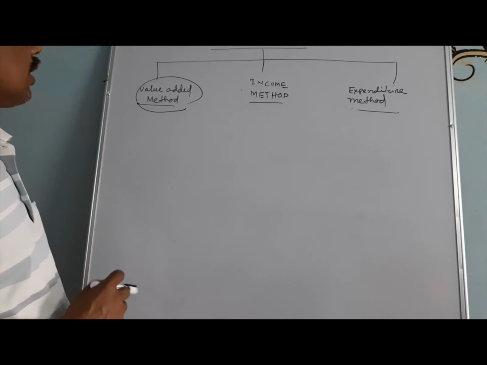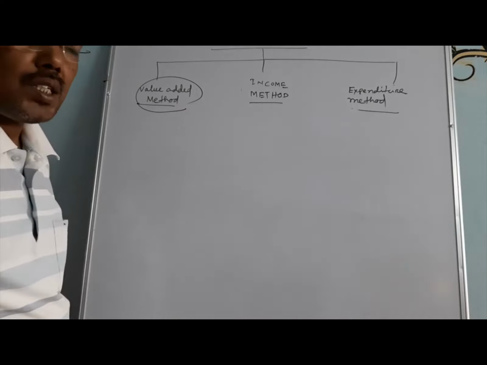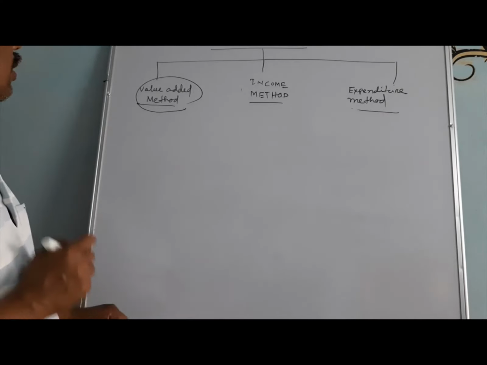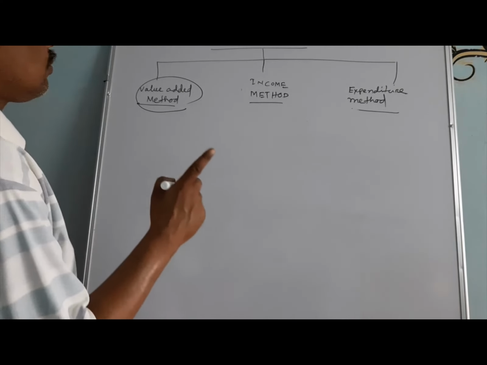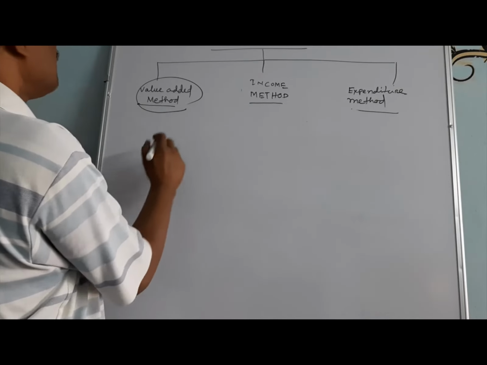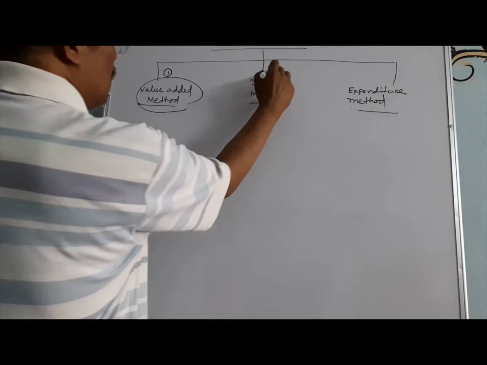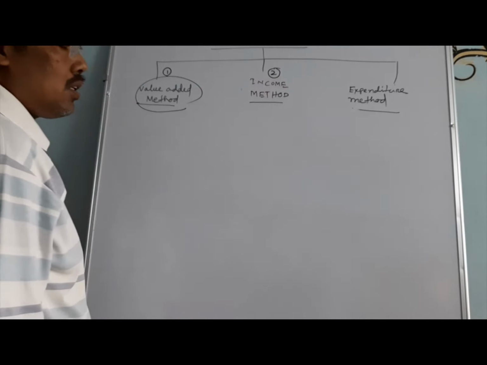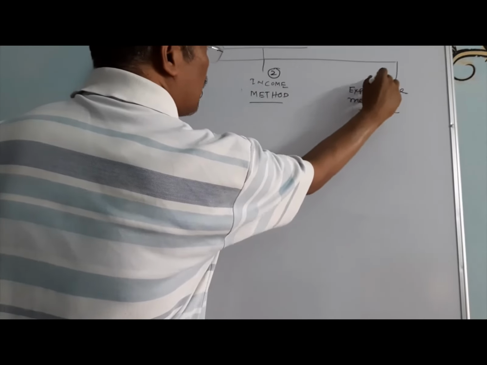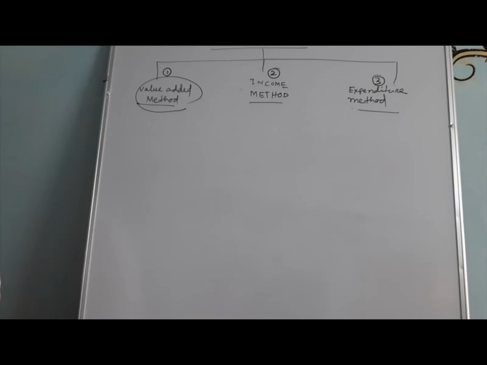Today we start the measurement of national income. Measurement of national income is divided into three parts. First one is the dividend method. Second one is the income method. Third one is the expense method.